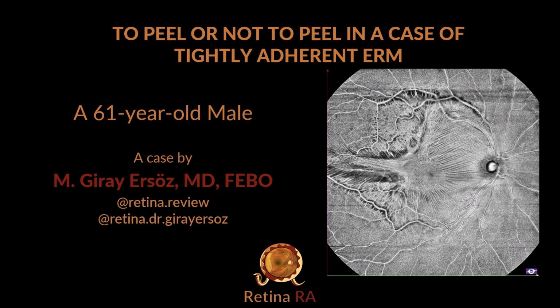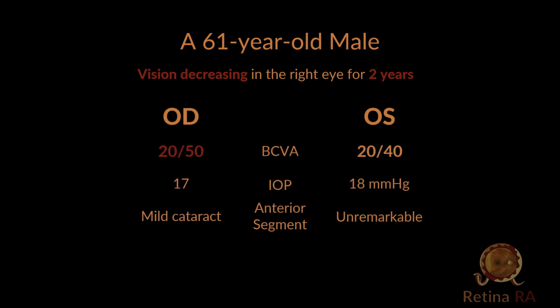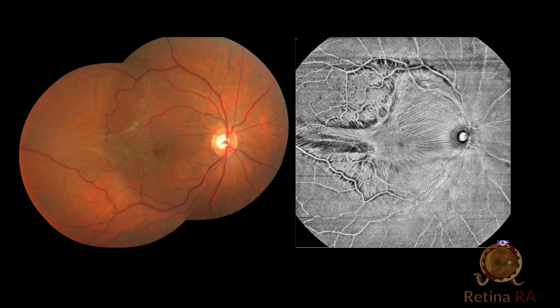The patient had a complaint of decreased vision in the right eye for the past 2 years. In some other clinics, he was advised that vitrectomy surgery might be risky and post-operative vision could potentially worsen. When the patient presented to us, his visual acuity in the right eye was 20/50. He also had a very mild cataract.